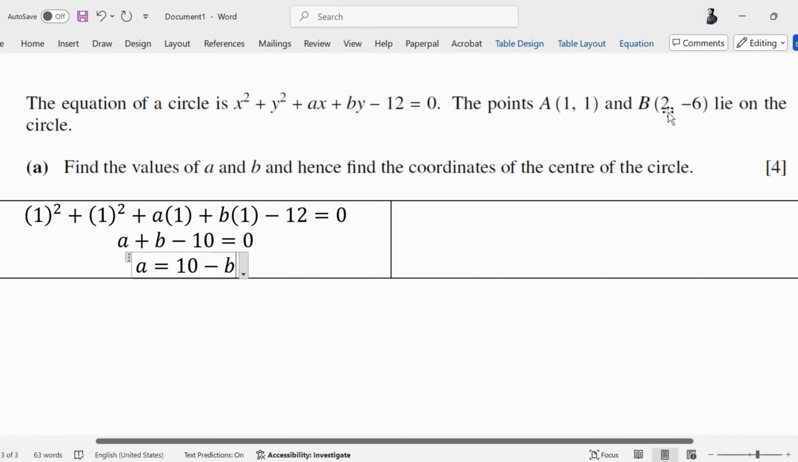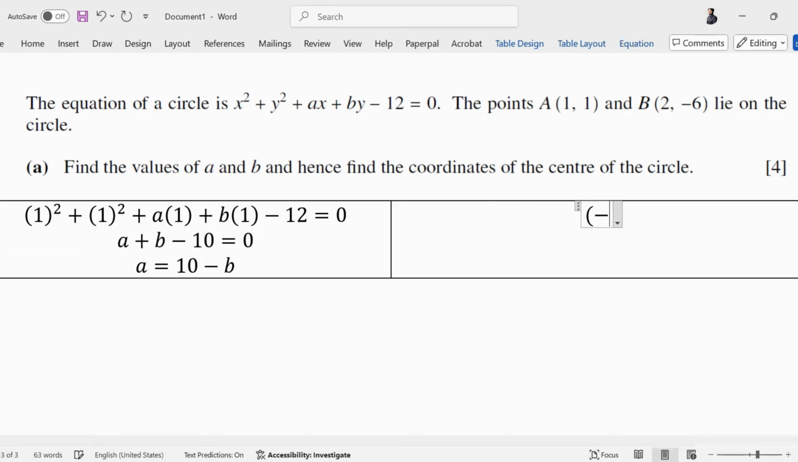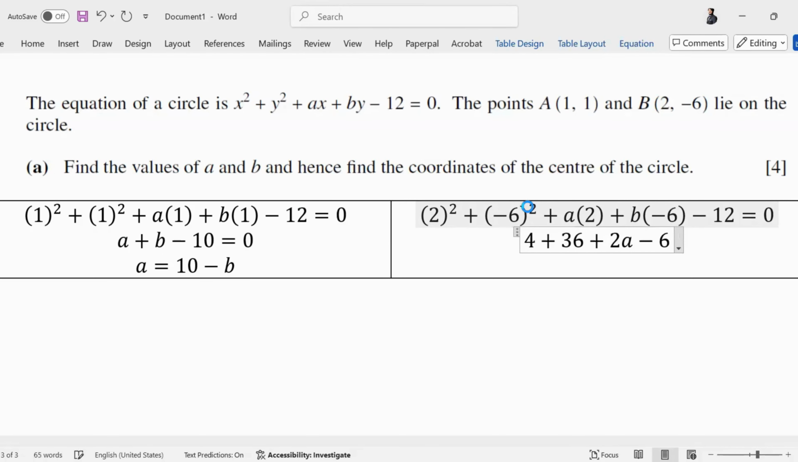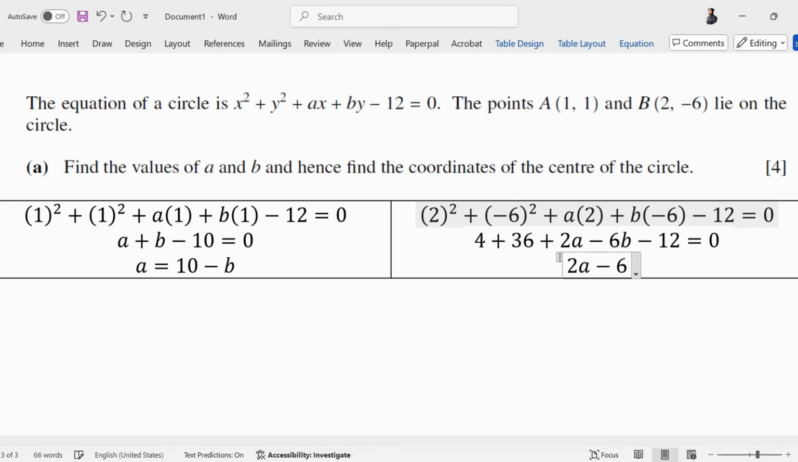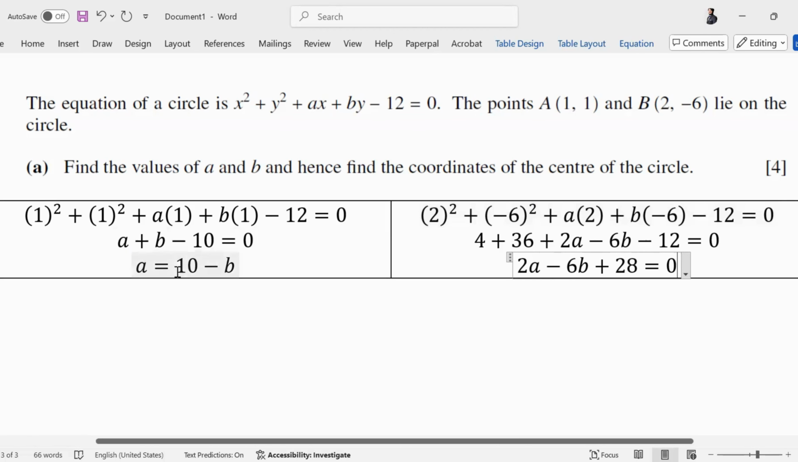Another equation I can get by plugging in the coordinates of B, where x is 2 and y is negative 6: a into 2, b into negative 6, minus 12 is 0. So 4 plus 36 plus 2a minus 6b minus 12 is 0. So 2a minus 6b minus 40 minus 12 gives 2a minus 6b equals negative 48. This is another equation. You can plug in your a, which is 10 minus b, in this one, and simultaneously solve both the equations and tell me the values of a and b.